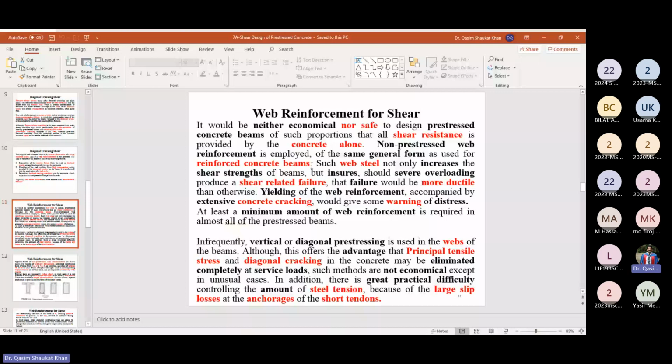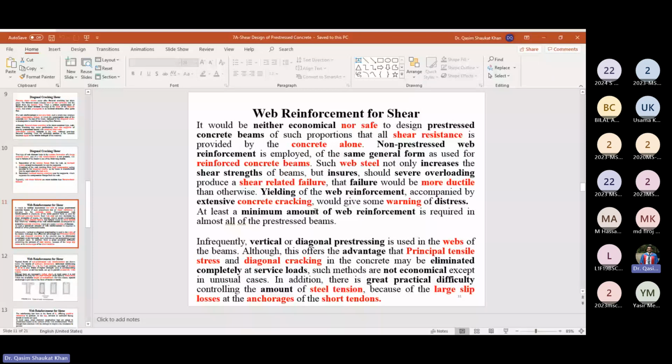Such web steel not only increases the shear strength of the beam, but it also ensures that in case of significant overloading, it produces a shear failure which is more ductile than otherwise. We will prefer to have a flexure shear failure over the web shear failure because web shear failure is more brittle, whereas the flexure shear failure is relatively less brittle. So yielding of the web reinforcement accompanied by extensive concrete cracking would give some warning of the distress.